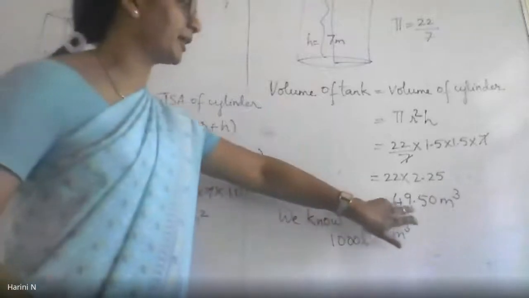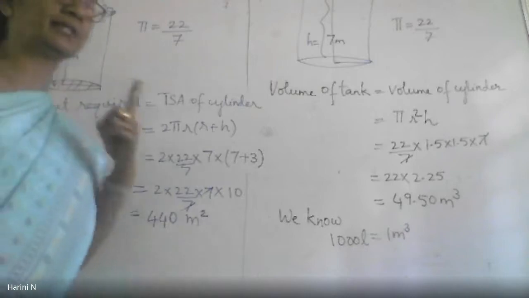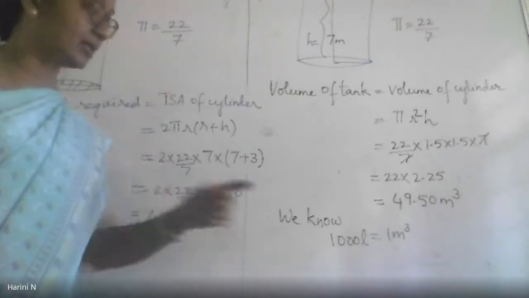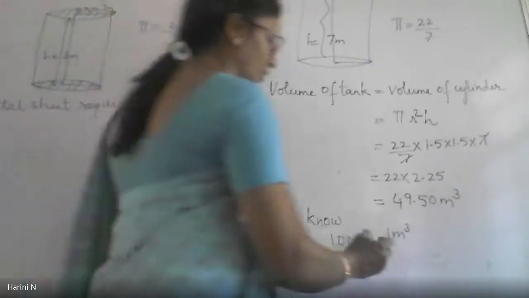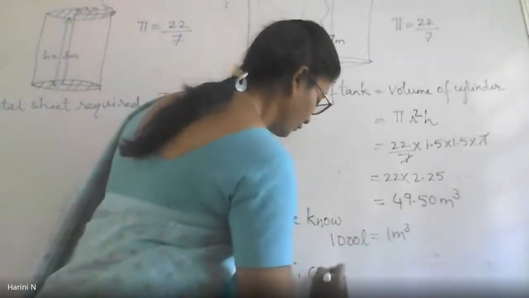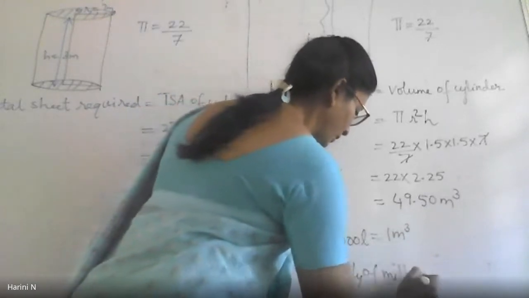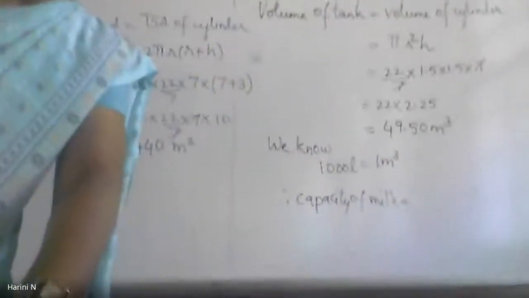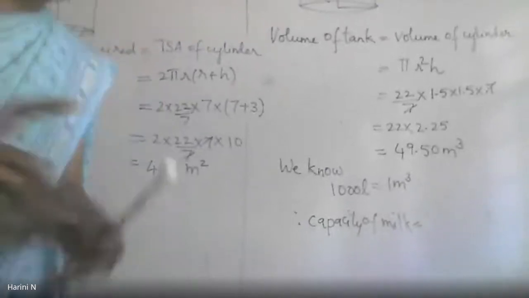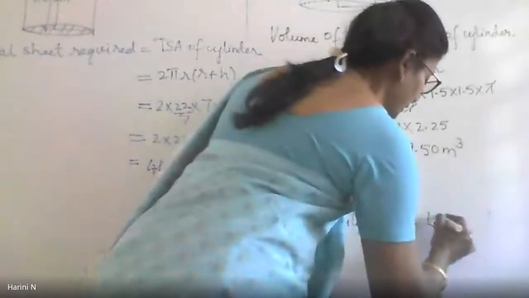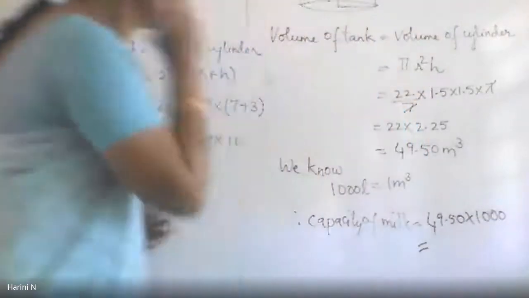So now you have 49.5 meter cubes. How will you convert that into liters? If you simply have 1 meter cube, you call it 1000 liters. Now you have 49.50 meter cube. So the capacity of milk will be 49.50 into 1000, because for every 1 meter cube, it is 1000 liters.